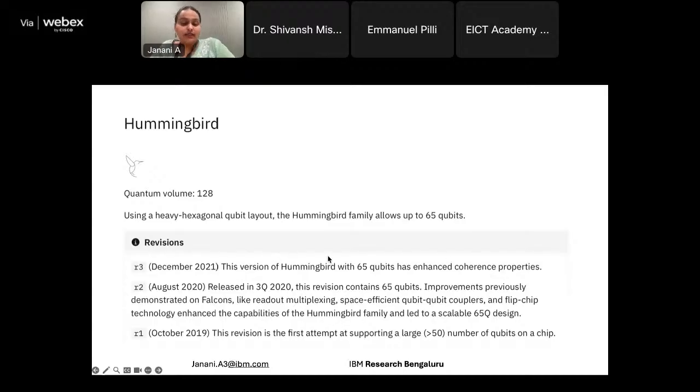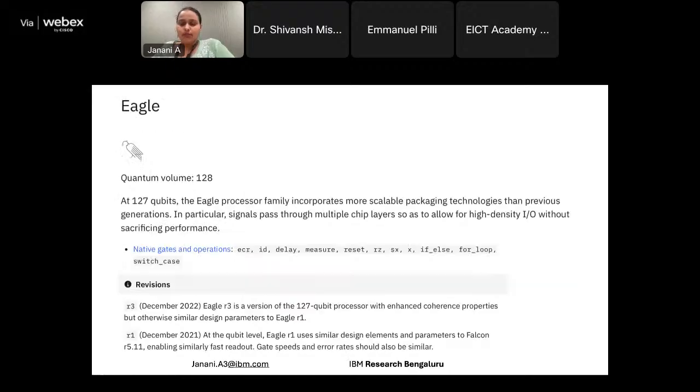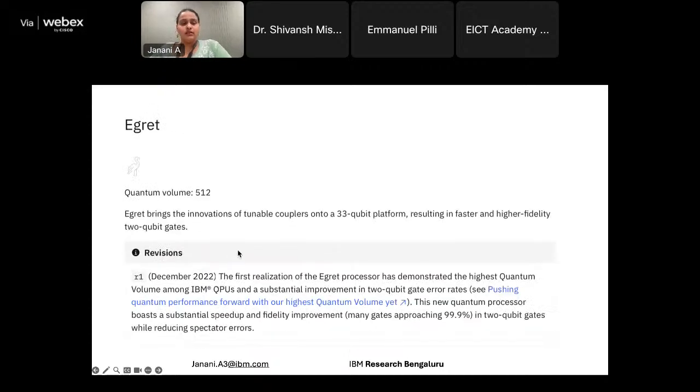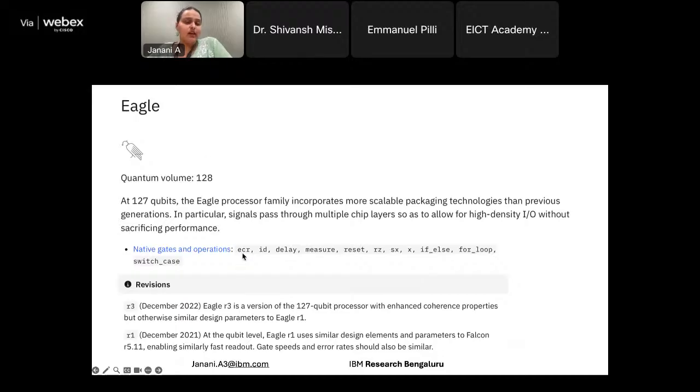In the R3 version, all the 65 qubits had enhanced coherence properties. That's something important to keep in mind. Then we had, of course, the Eagle processor at 127 qubits. It had more scalable packaging technologies, and it also allows signals to pass through multiple chip layers, so it doesn't sacrifice on performance either. The native gates in Eagle include ECR gate, identity, delay, measure, reset, RZ, square root of x, etc. So you can look at the revisions which were made to these as well.